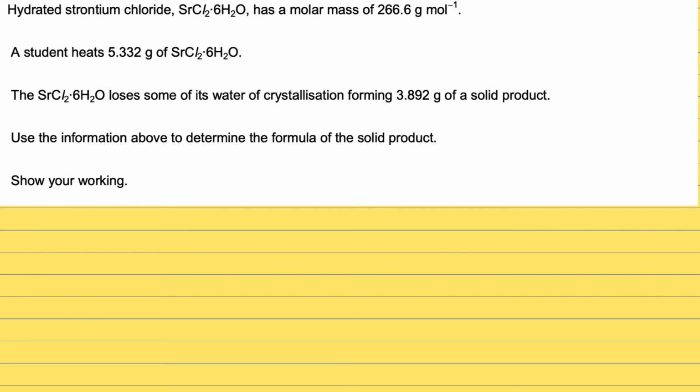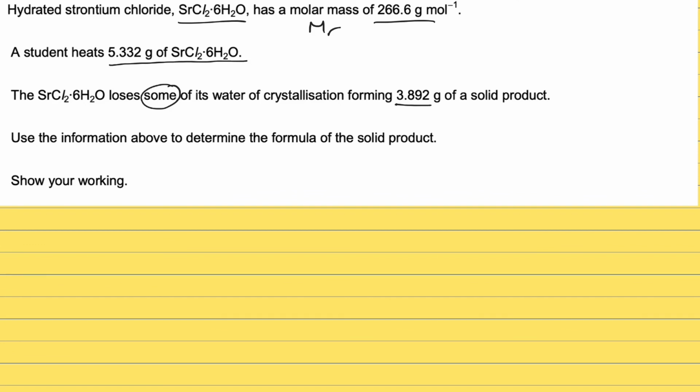Okay, so hydrated strontium chloride, SrCl2.6H2O, has a molar mass, which is Mr, of 266.6 grams per mole. The student heated 5.332 grams of SrCl2.6H2O. That's the hydrated salt. The SrCl2.6H2O loses some of its water, so it's not being heated to constant mass, and it forms 3.892 grams of solid product, which is not quite an anhydrous salt. Use the information to determine the formula of the solid product.